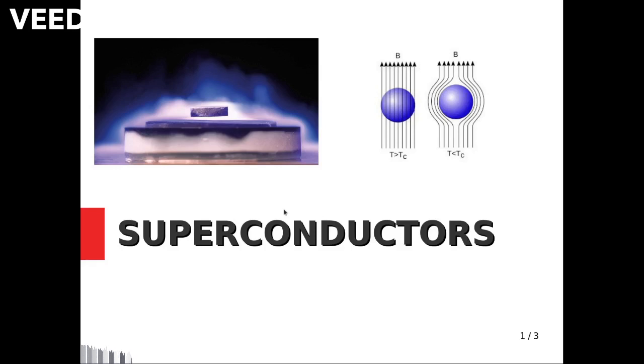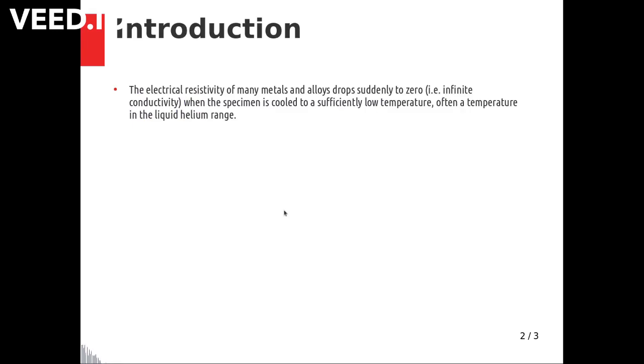Let us understand superconductors. In this video, I'll just give a short introduction of what superconductors are. Introduction. So basically, when the electrical resistivity of many metals and alloys drops suddenly to zero when the specimen is cooled to sufficiently low temperatures, this phenomenon is known as superconductivity.